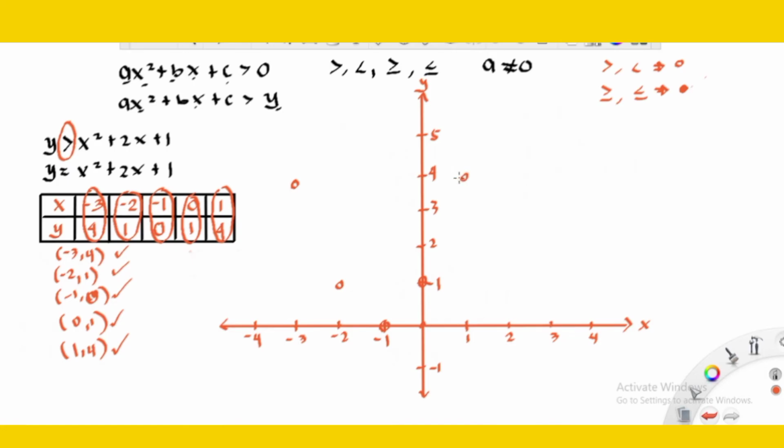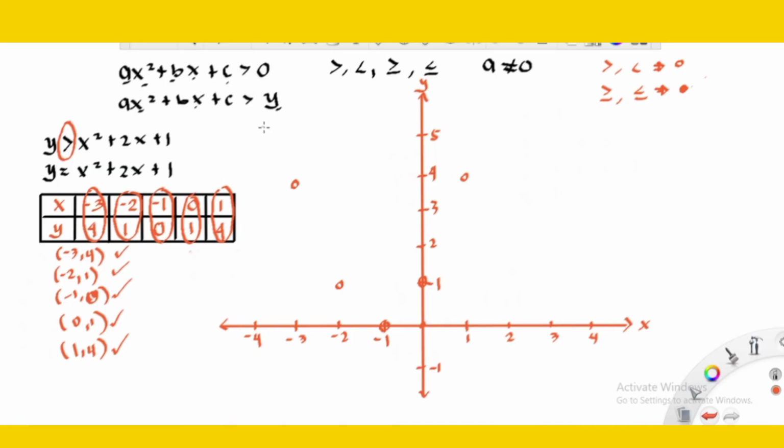Alright? Now, let us connect the points. Ayon sa pagkakasunod-sunod. So, negative 3, 4, start dito. Then, this is negative 2, 1. This is negative 1, 0. This is 0, 1. This is 1, 4. So, ganun ang itsura niya.